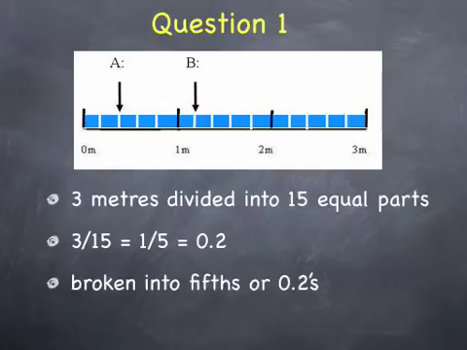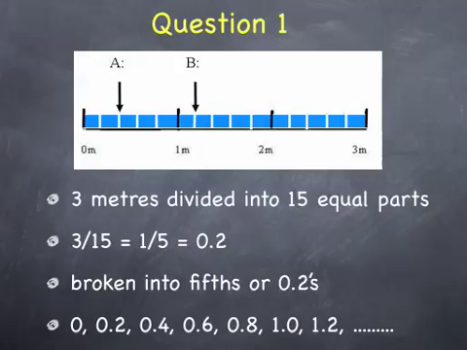What that tells me is that this scale has been broken into sections which are fifths, or little pieces of 0.2. So I'm counting up each piece 0.2 each time. From the very start it's 0, 0.2, 0.4, 0.6, going up in 0.2s. So for A, if I count up like that, I get 0.4 meters. And for B, I'll probably just start at 1 meter and count up another 0.2, so 1.2 meters. So there's question 1.